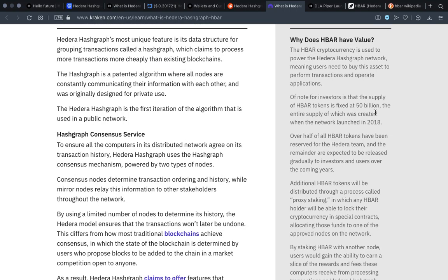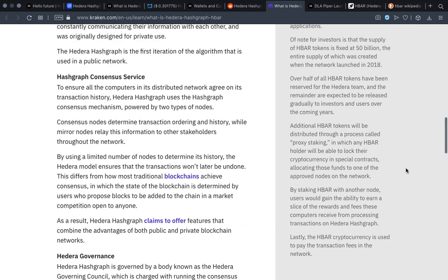Why does HBAR have value? The HBAR cryptocurrency is used to power the Hedera Hash Graph network, meaning users need to buy this asset to perform transactions and operate applications. Of note for investors is that the supply of HBAR tokens is fixed at 50 billion, the entire supply of which was created when the network launched in 2018. Over half of all HBAR tokens have been reserved for the Hedera team, and the remainder are expected to be released gradually to investors and users over the coming years.